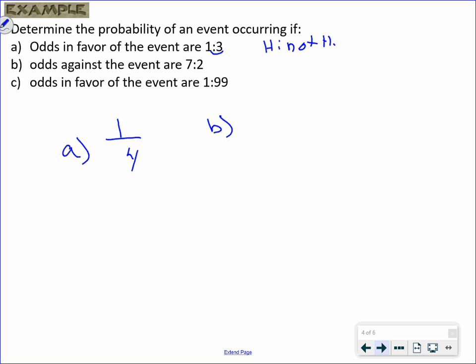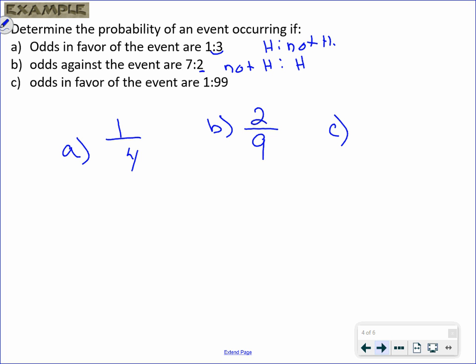For part B, we have the odds against the event happening are 7 to 2. So we want to find the probability of the event happening. So if we have against, this is not happening compared to happening. So we're going to use the 2, that this something will happen, out of the total amount. 7 plus 2 is 9. So the probability is 2 out of 9.